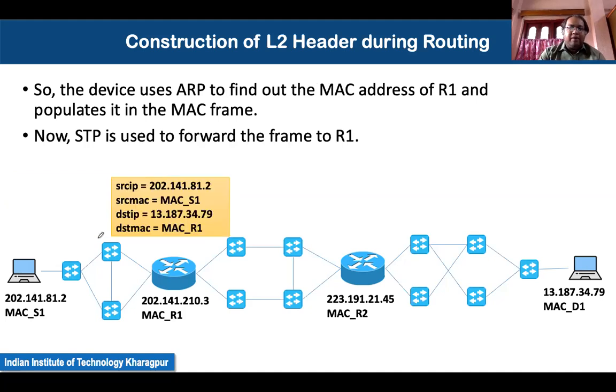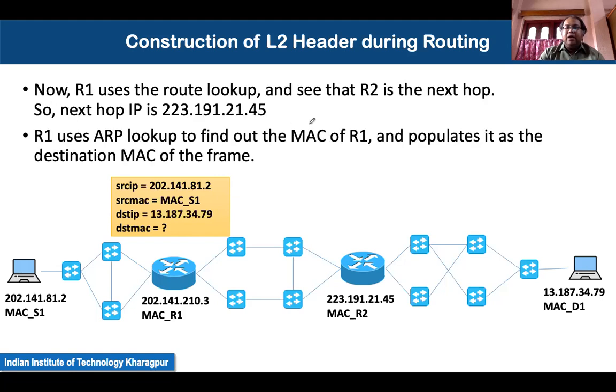With the help of the L2 broadcast mechanism that I mentioned earlier, the frame is forwarded to R1. Now R1 receives this frame. Once R1 receives this frame, it again looks into the destination IP address. Based on the destination IP address, it makes a route lookup. After doing that route lookup, it finds out that the next hop is 223.191.21.45. Again, it needs the MAC address of this machine.